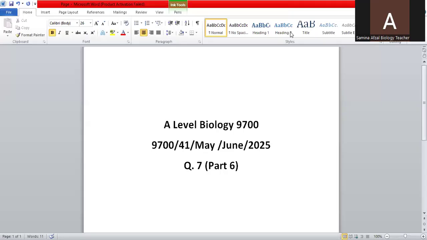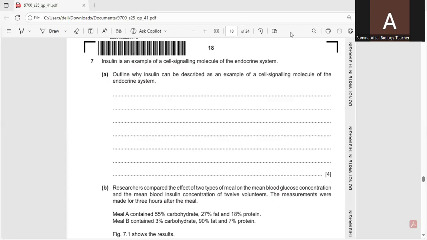A-Level Biology 9700 Paper 4 Variant 1 May June 2025. Today we are going to discuss question number 7. Question 7 is: insulin is an example of cell signaling molecules of the endocrine system. Outline why insulin can be described as an example of a cell signaling molecule of the endocrine system.